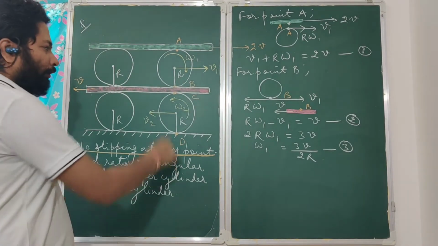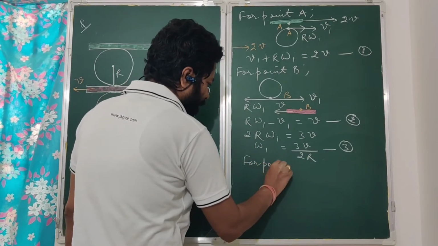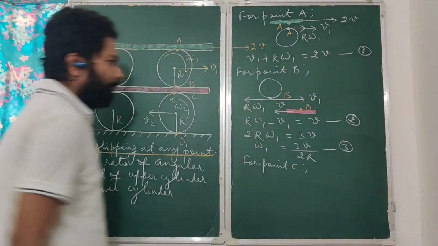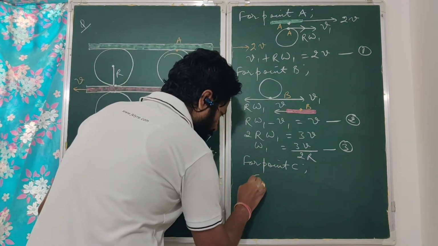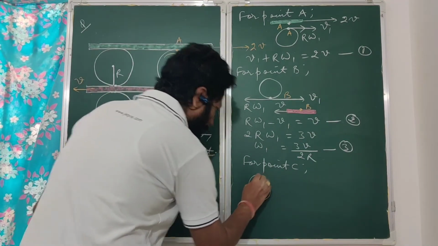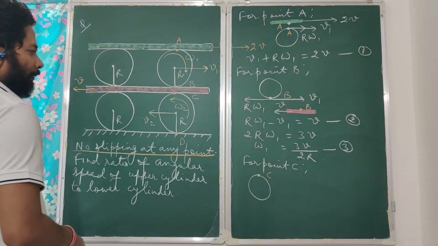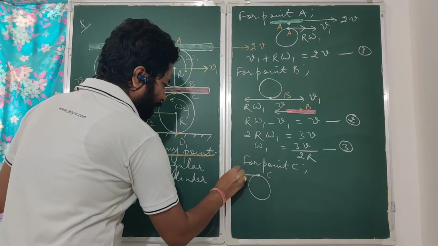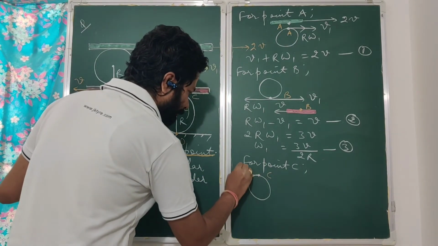Similarly, now think about point C. So for point C, this is your point C. V2 and r omega 2.